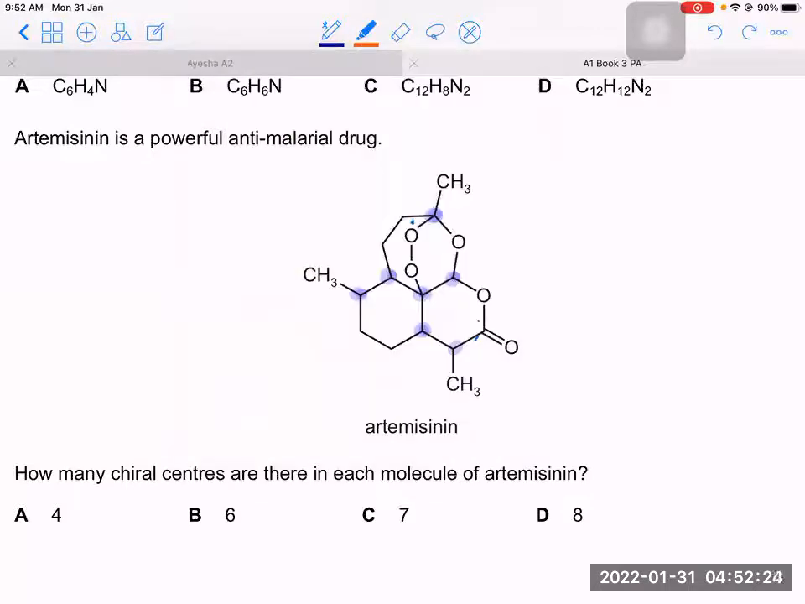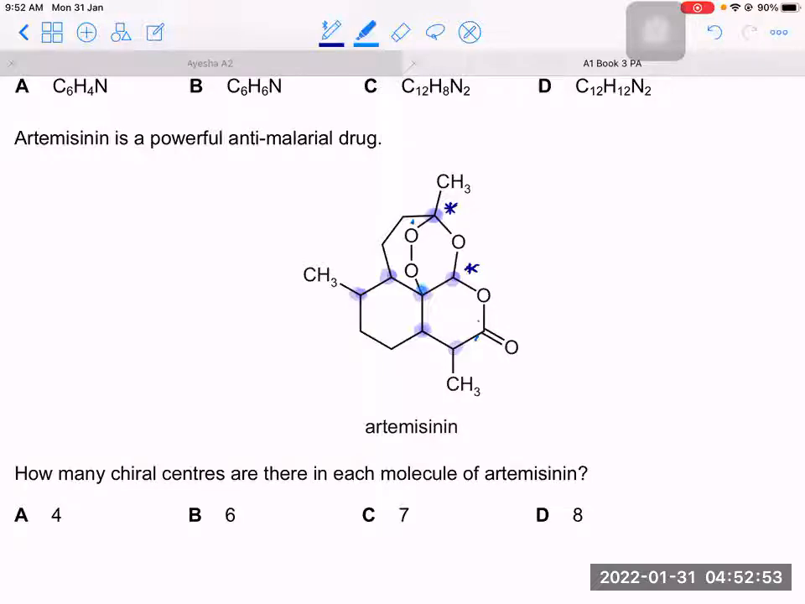Then this one has 3 bonds. The 4th will be a hydrogen. So one is a hydrogen. One is all of this stuff. One is all of this stuff. One is all of this. Are they all different? And one is an H. Yes? This is chiral. So this is chiral. This is chiral.